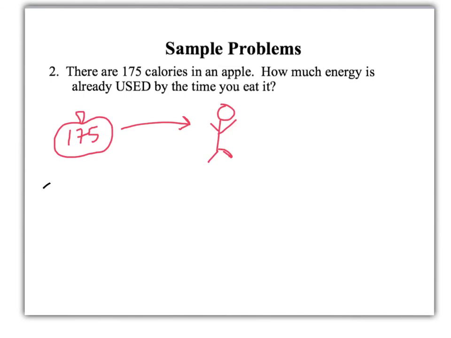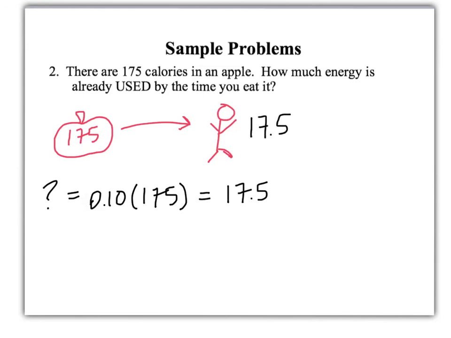So we want to know what is 10%. I'm just going to start writing this as a decimal. Of 175, because that's what our apple has. And that's going to move the decimal point one spot. That equals 17.5. So of those 175 calories, you got 17.5 when you ate it.